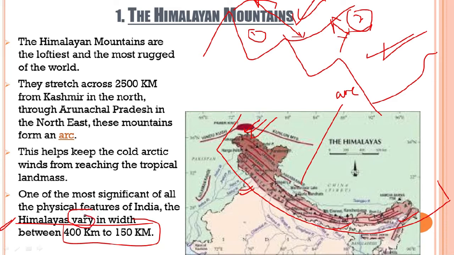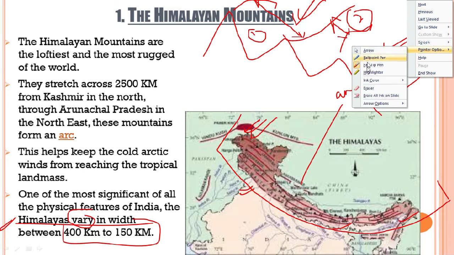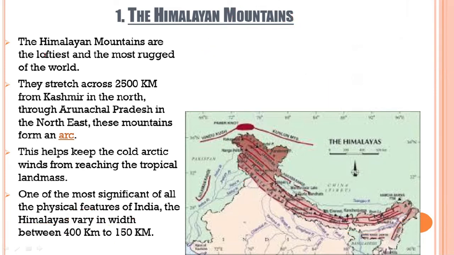So what do we actually take out from this slide? We take out a lot of important points. First of all, the loftiest and the most rugged mountains of the earth. Second, 2500 kilometers. Third, arc, plus the width variation is 400 to 150 kilometers. Four important characteristics, and the fifth important characteristic that we come across is that it prevents the cold Arctic winds from reaching the tropical landmass. That is why India is not a cold desert.